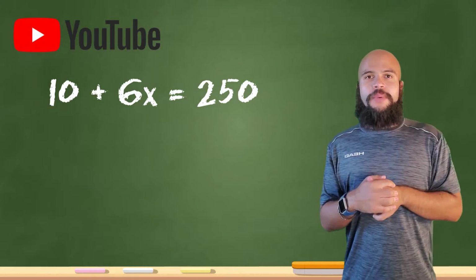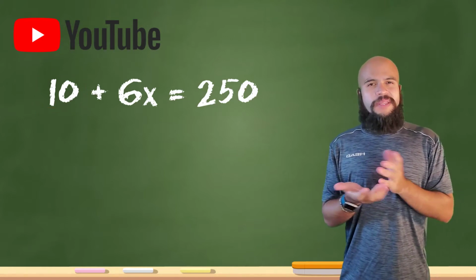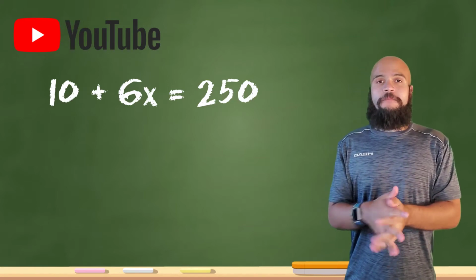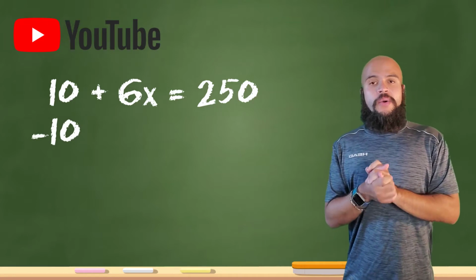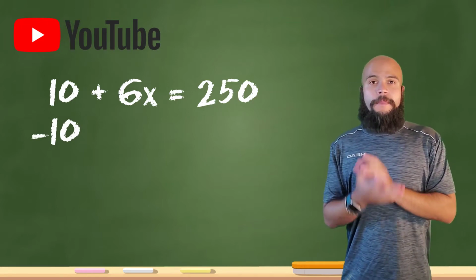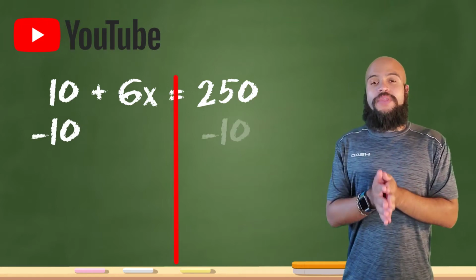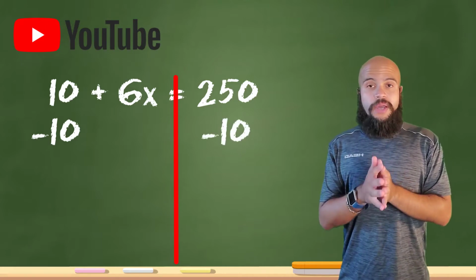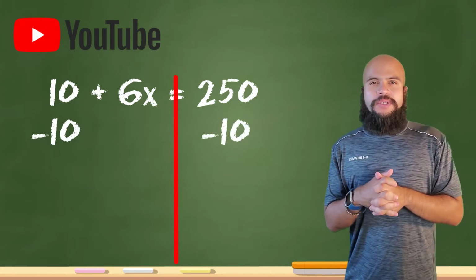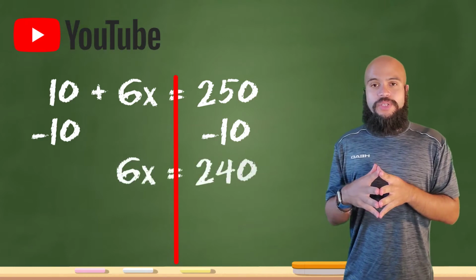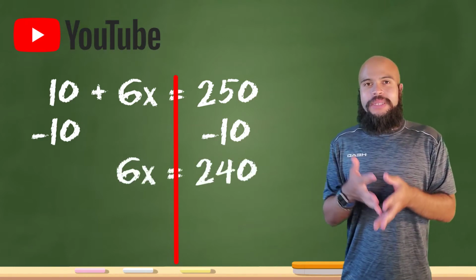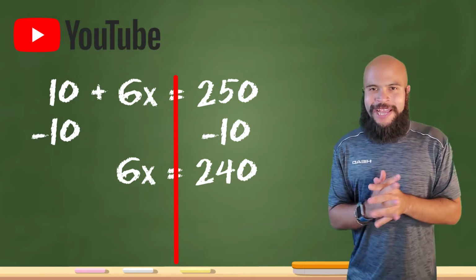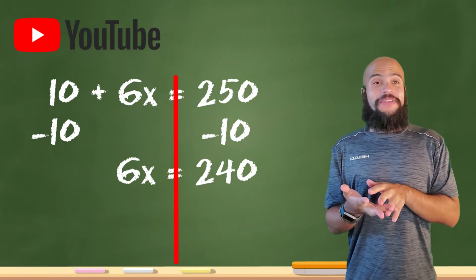To get rid of the 10, we want to do the opposite to ultimately get the value of 10 to 0. Subtracting 10 or adding a negative 10, remember those are the same thing, will accomplish this. Remember to do the same move to the right side of the equation as well to keep that balance. So we are left with 6x equals 240. And just like that, we're already at a basic one-step equation, which you are already experts at solving at this point since you're on this video.